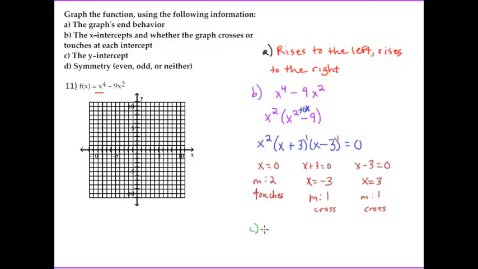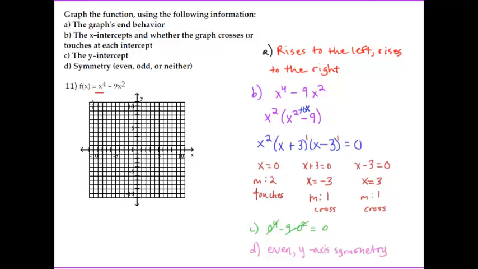Okay, part C, we have to find the y-intercept. To do that, we put a 0 in everywhere the x is in our original equation, which cancels out both of those terms and leaves us with 0. And then D, we look at the symmetry. So we have an even power and an even power, which means this is an even function. Even functions have y-axis symmetry. So if you were to fold this graph along the y-axis, which is the one that's going up and down, both sides of the graph should look the same.